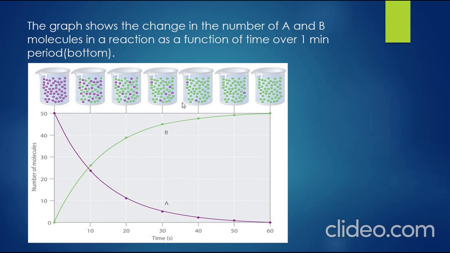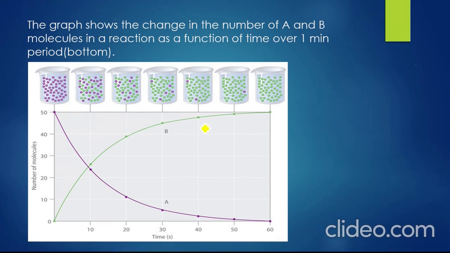Due to this, reaction rate can be expressed in terms of disappearance of the reactant or appearance of the product. As you have seen here, the purple molecules in A were disappearing, while the green molecules were appearing. You need to take note of that. So the reactants are disappearing while the products are appearing. So reaction rate can be expressed in terms of disappearance of the reactant or appearance of the product.